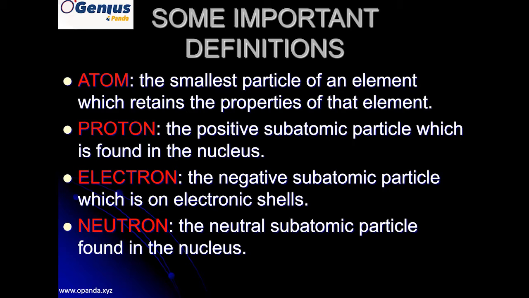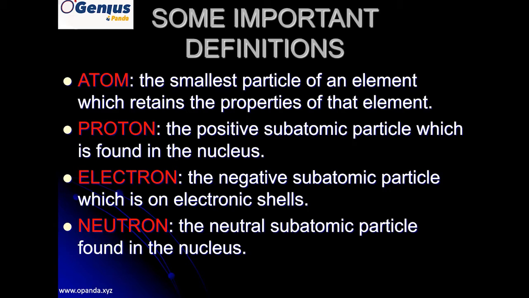Protons are positive subatomic particles. As I said, we find them in the nucleus. Electrons are negatively charged and they are found on electronic shells. On the other hand, neutrons are so called because they are neutral. So they are the neutral subatomic particles which are also found in the nucleus. The mass of a proton is 1 atomic mass unit, and it is equal to the mass of a neutron.